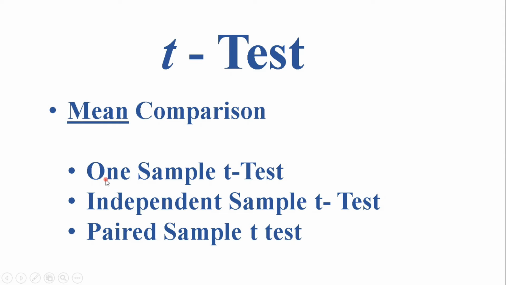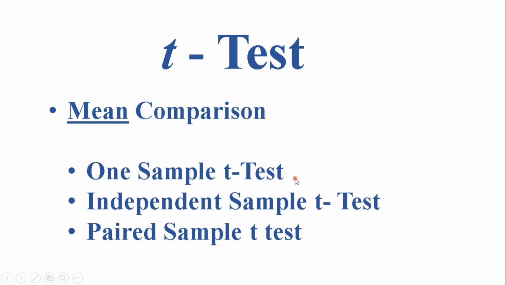There are several t-tests. One is the one sample t-test, the independent sample t-test, and the paired sample t-test. And you may have heard about ANOVA. ANOVA is also another type of t-test, but it has another name, ANOVA, because it's slightly different from these three t-tests. So let me brief each of these.